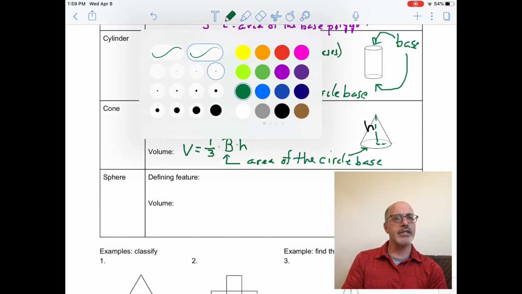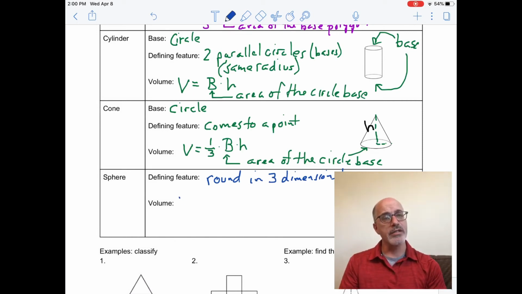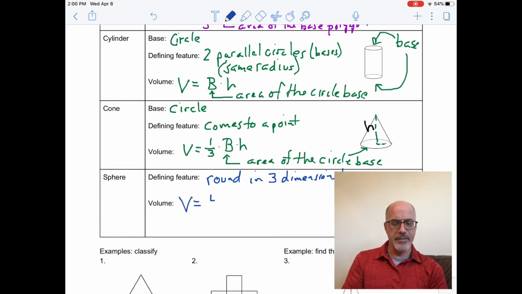Now a sphere is completely different. Its defining feature is just that it's a round figure, like a globe or whatever it is. It's a round figure in 3 dimensions. So when we do this type of problem, we have to recognize that the formula is going to be different. On this, we have to worry about what the radius of that sphere is. So if you look at the sphere picture there, if we take 4/3 times pi and then cube the radius, because it's in 3 dimensions, we get the volume of the sphere.